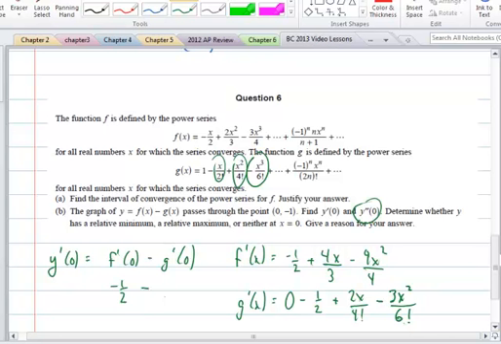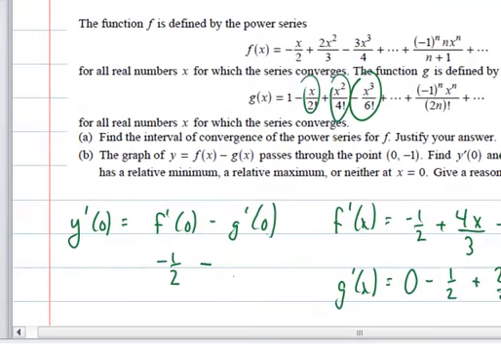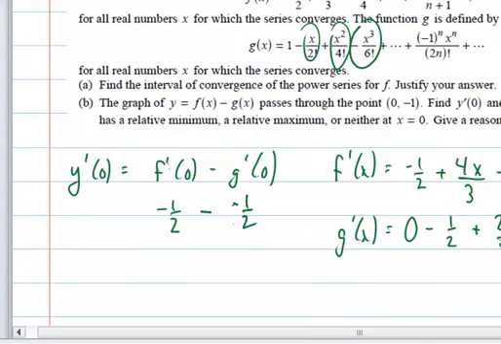And as you can see here, my first derivative at 0 is going to be f prime at 0 minus g prime at 0. When I plug 0 in, again, this part's going to be -1/2. So for my first derivative, I have -1/2 plus 1/2, which is 0.